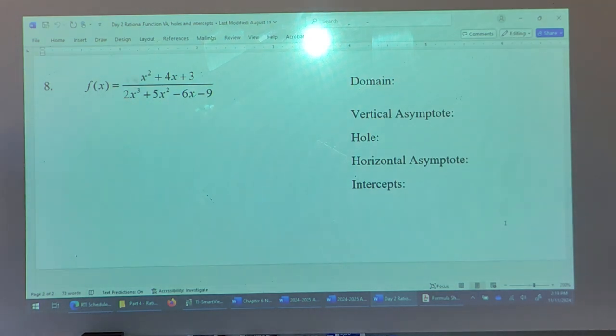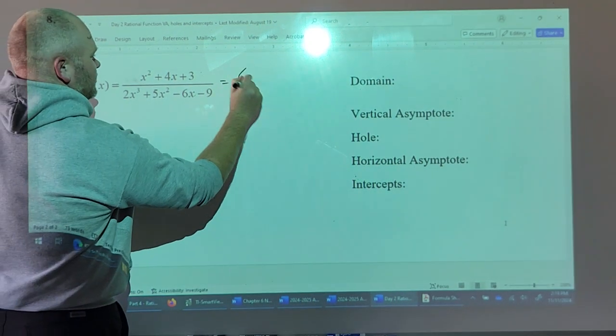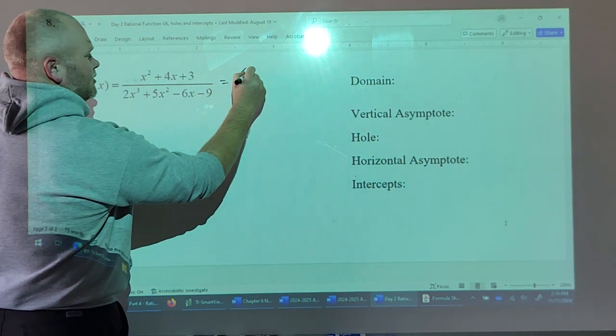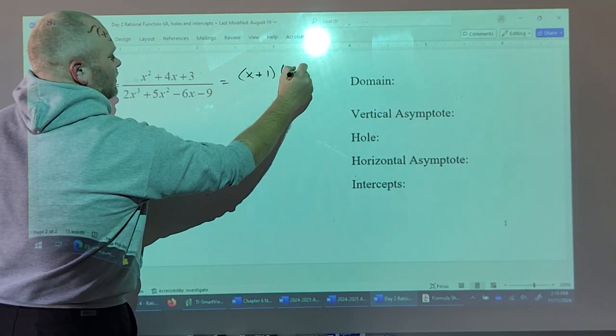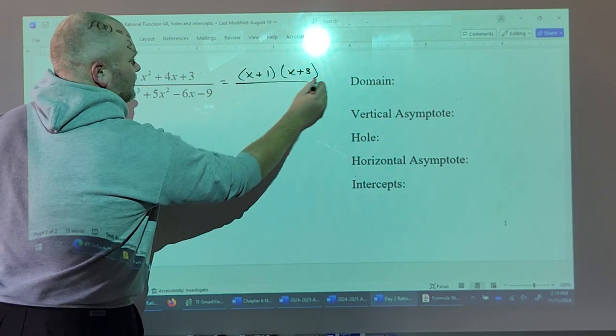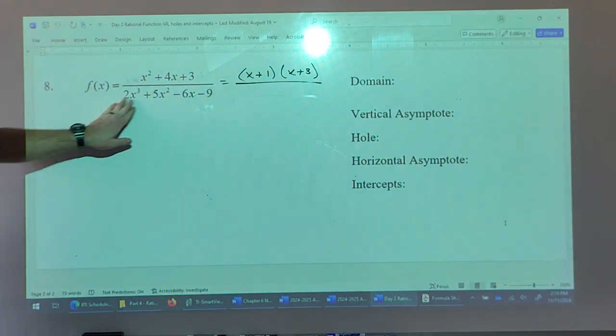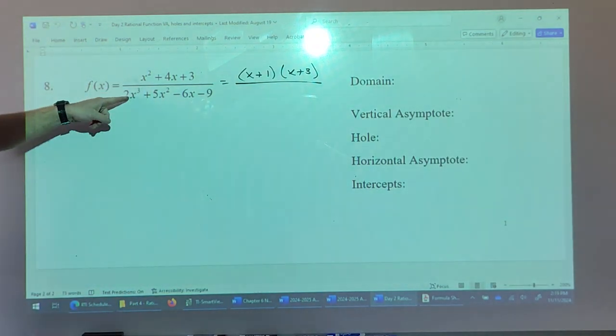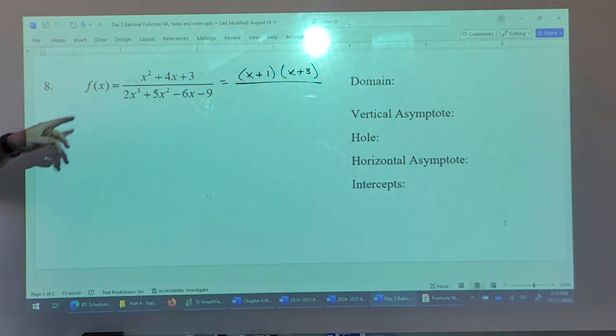All right, so we got quadratic on the top. So we can factor that. So top's going to factor, adds to 4, multiplies to 3, so we get x plus 1, x plus 3. Now the bottom here is the issue because we have a cubic. So you could start with trying to see if this cubic will factor by using factoring by grouping.